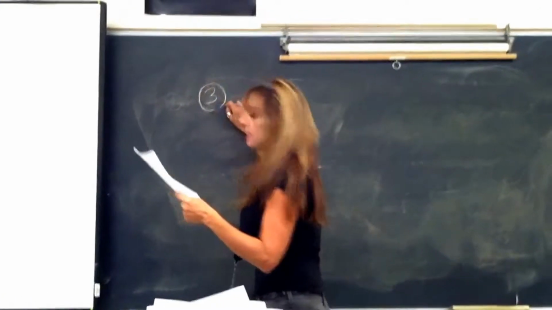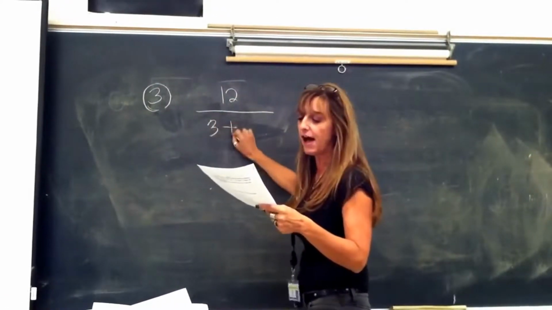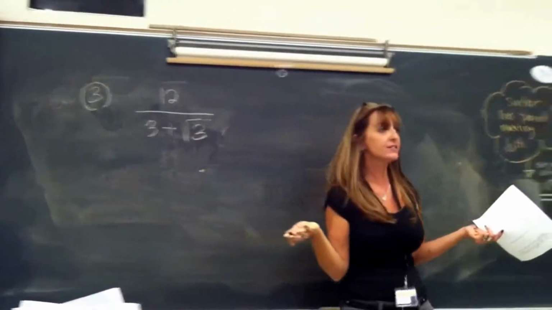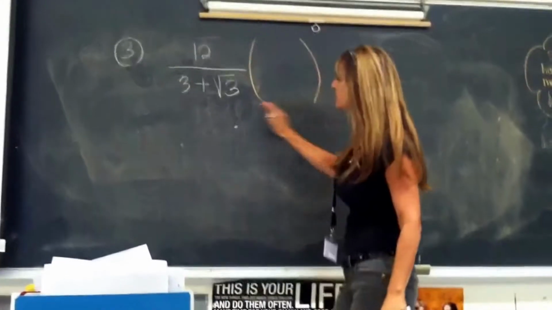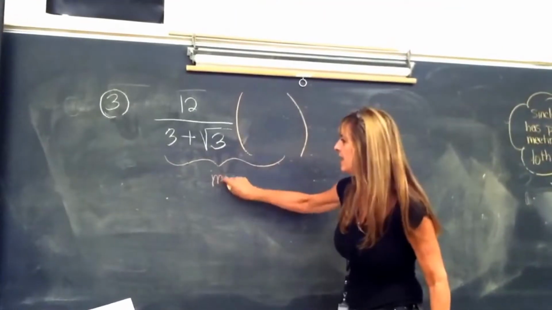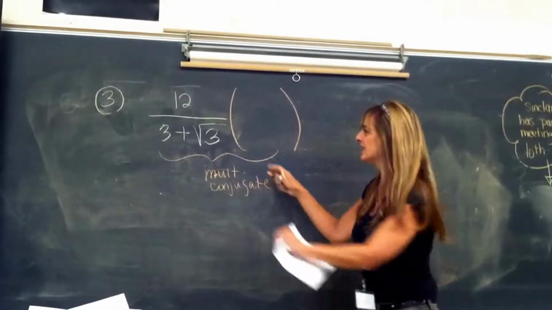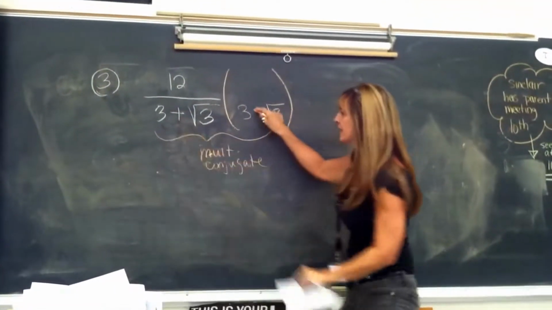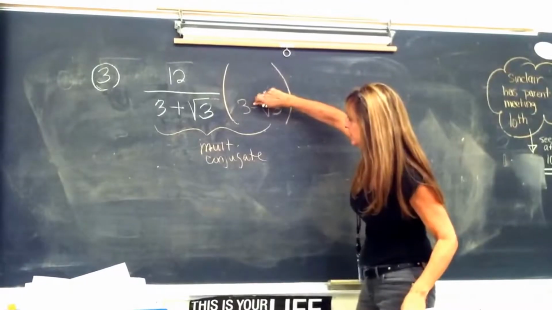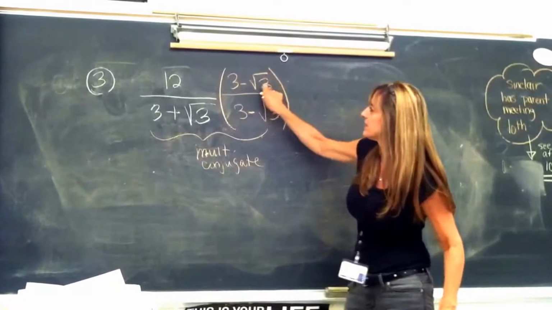Okay, number 3. Number 3 actually just says divide, but you can't divide. So what I'm going to do is rationalize my denominator. To rationalize my denominator, we learned yesterday that we're going to multiply by the conjugate. The conjugate is the same binomial with the opposite sign in between. Oops. And whatever I do to the bottom, I have to do exactly the same thing to the top.